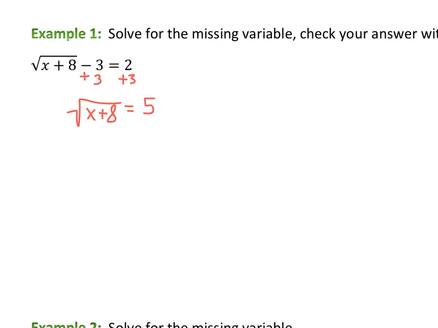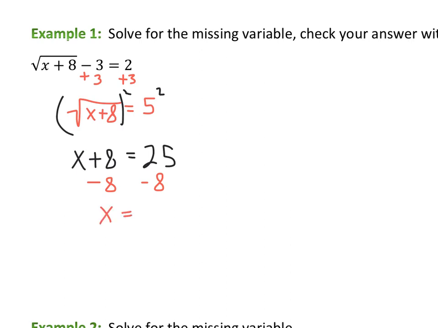Then we have to get rid of the square root. Well, the opposite of square rooting something is to square something. So x plus 8 will equal, 5 squared is 25. I'll finish off by subtracting 8 on both sides and get x is equal to 17.